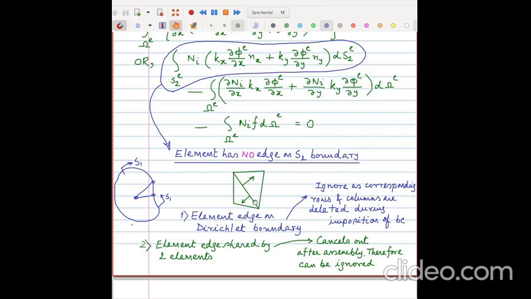Or if you have two elements with a common edge, the S2 term coming from this and the S2 term coming from this will get cancelled because the outward unit normal vectors are opposite. So in these two cases you need not consider this term. What are the two cases? If the element edge is on the Dirichlet boundary, then you need not consider this term. If the element edge is shared by two elements, then ignore it; it cancels out after assembly, therefore can be ignored.